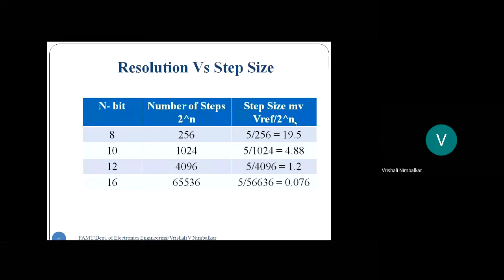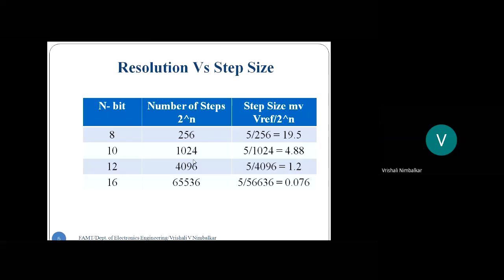Then what is the size of each step? V reference upon 2 raised to n. So for an 8-bit ADC, if the V reference is 5 volt, the step size is 19.5 millivolt. For a 10-bit ADC, the step size is 4.88 millivolt. For a 12-bit ADC, the step size is 1.2 millivolt. And for a 16-bit ADC, look at the step size, 0.076 millivolt. So that is where you get to know, the more the number of bits in the ADC, the smaller the step size, and the more accurate the ADC. That's the relation between the resolution and the step size.